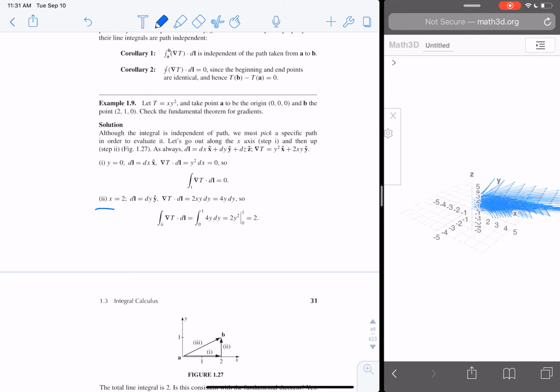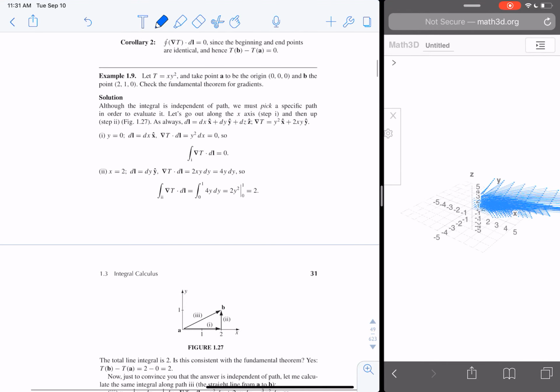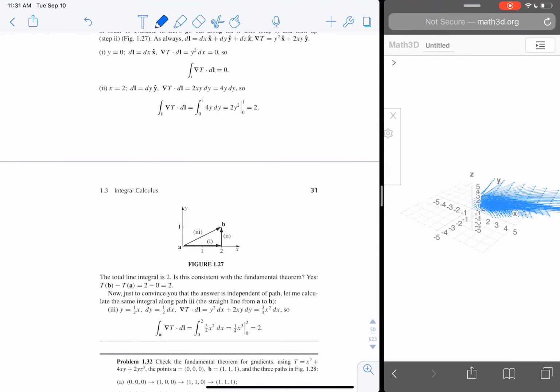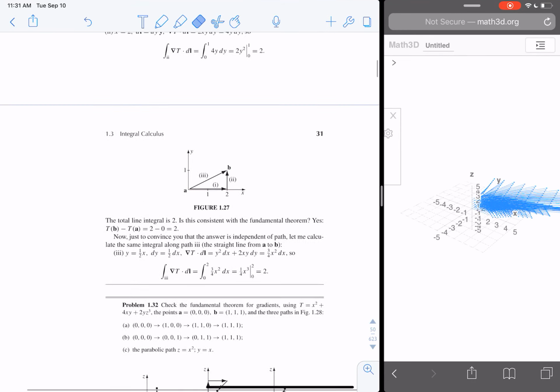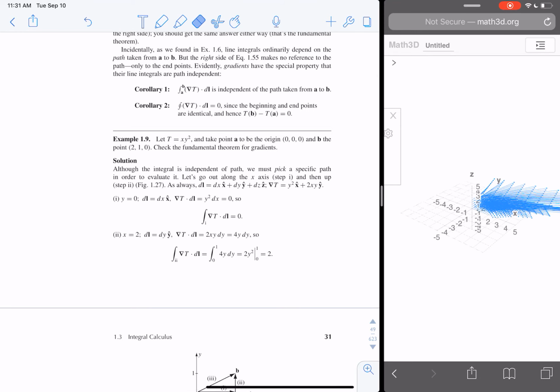And then for the next section, do the same thing, and you get this equals 2, and so you can see the total line integral is 2. You do it again for a different path, you also get 2, just to show you that it's correct. Okay, so that's pretty cool.